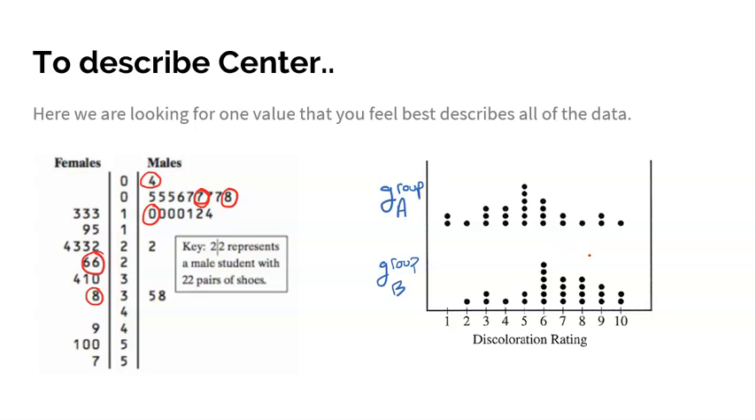So if you look at these 2 groups and I said, hey, what are the centers? For group A, you might say somewhere around 5 would be a good center. For group B, I'd say group B might be a little bit more discolored. Their center might be somewhere around 7. It's kind of a center of the data, half below, half above, kind of idea.